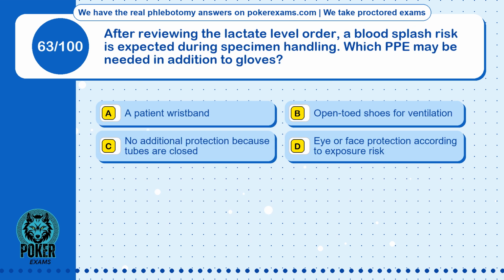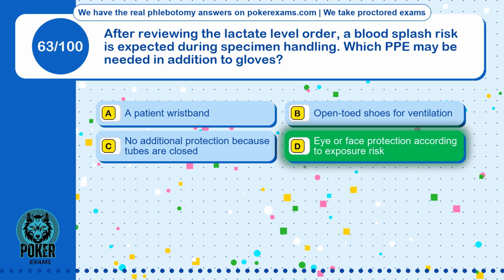Question 63. After reviewing the lactate level order, a blood splash risk is expected during specimen handling. Which PPE may be needed in addition to gloves? Option A. A patient wristband. Option B. Open-toed shoes for ventilation. Option C. No additional protection because tubes are closed. Option D. Eye or face protection according to exposure risk.